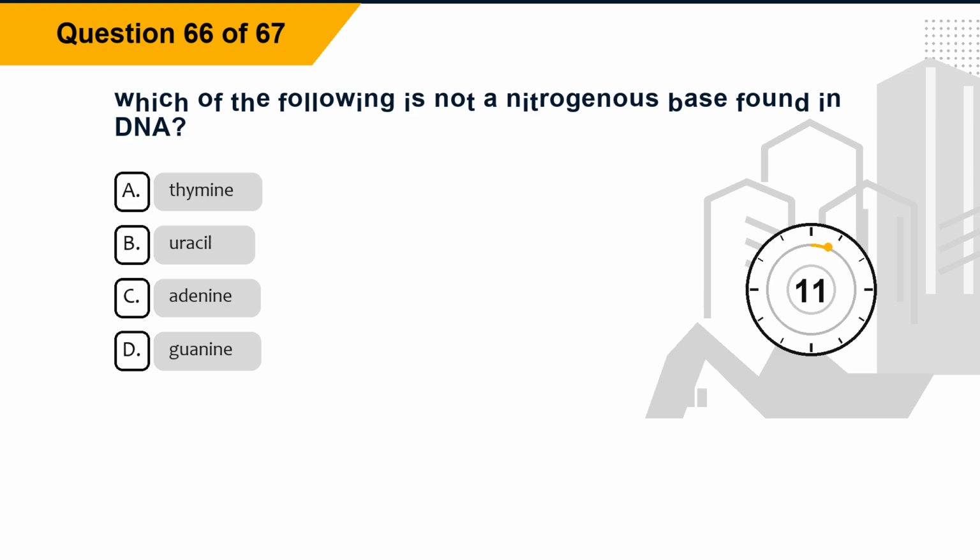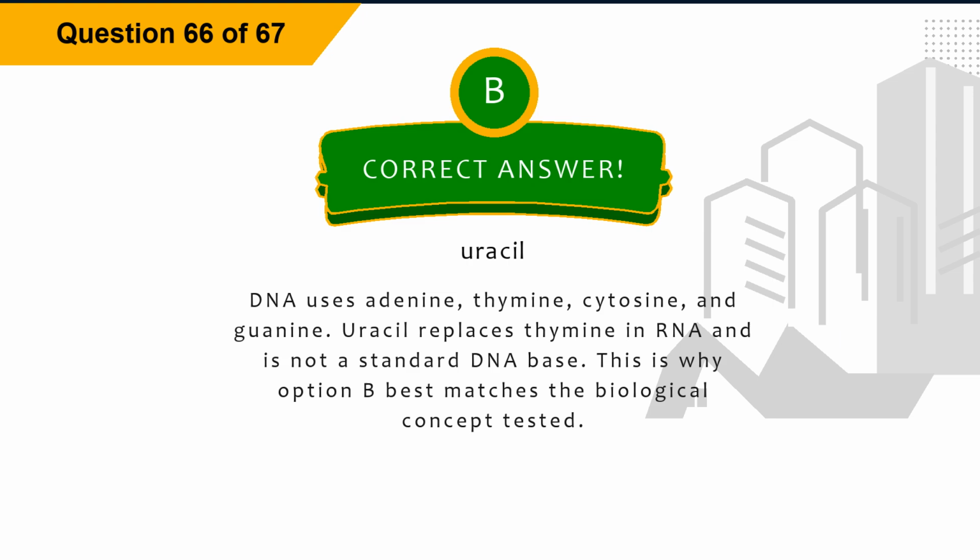Question 66. Which of the following is not a nitrogenous base found in DNA? Option A, thymine. Option B, uracil. Option C, adenine. Option D, guanine. The correct answer is option B, uracil. Explanation. DNA uses adenine, thymine, cytosine, and guanine. Uracil replaces thymine in RNA and is not a standard DNA base. This is why option B best matches the biological concept tested.